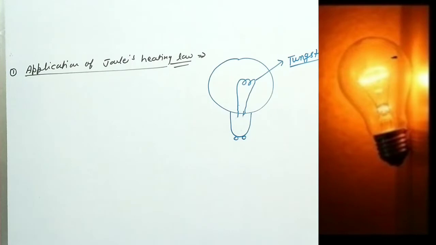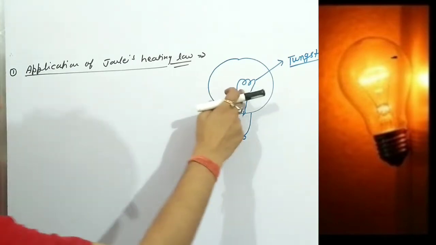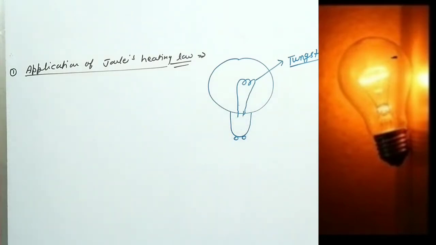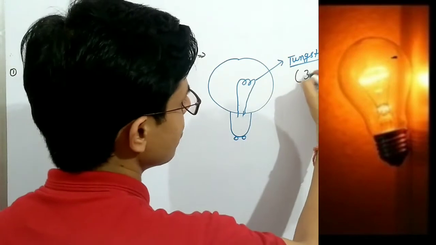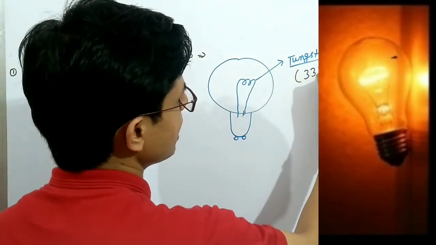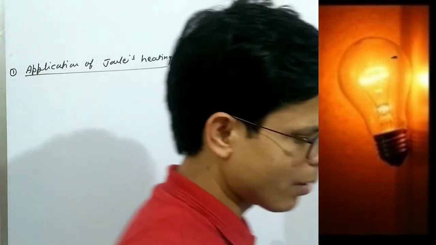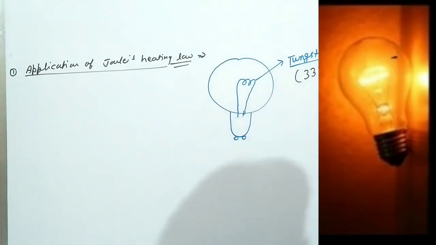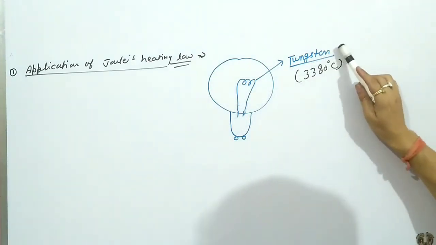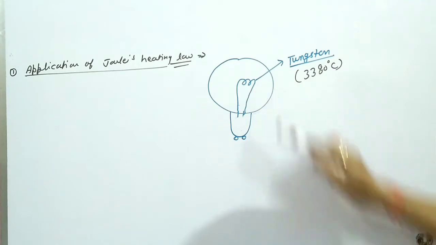जो tungsten wire है उसका melting point क्या होता है? बहुत हाई होता है, due to that reason inside a bulb the wire is made up of tungsten. Now what is the melting point of tungsten? Tungsten melting point is 3380 degrees Celsius, very high. Due to that reason we normally use tungsten.